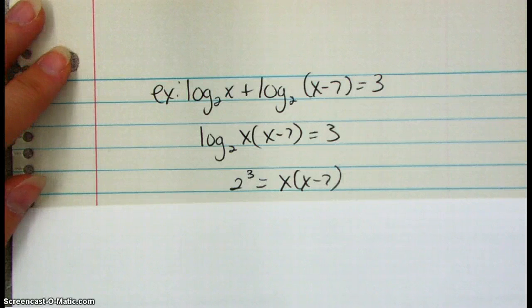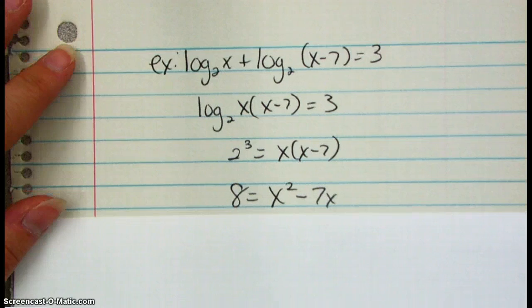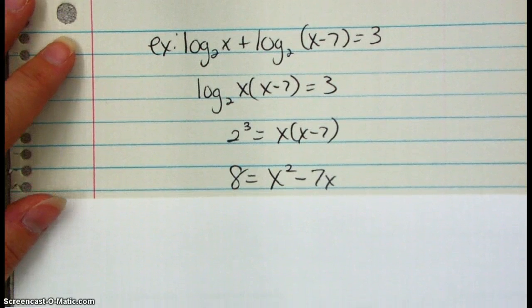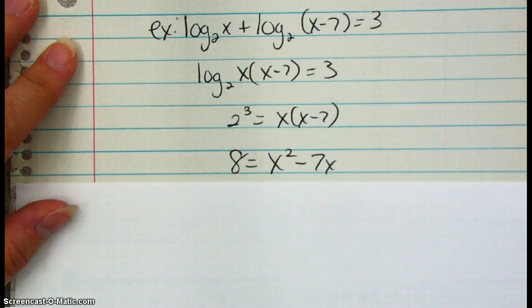Now I'm going to multiply that all out. Let's see. That would be an 8, and that would be an x squared minus 7x. What do you think I do from here? What is it looking like it's going to be? Quadratic. And how do I solve quadratics? What do I do? Yeah, I have to have a 0 on one side, right? So I need to move the 8 over.